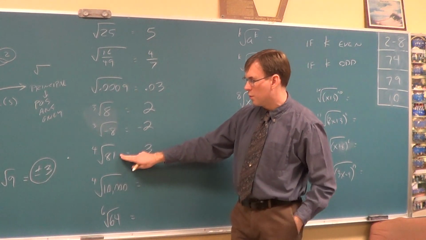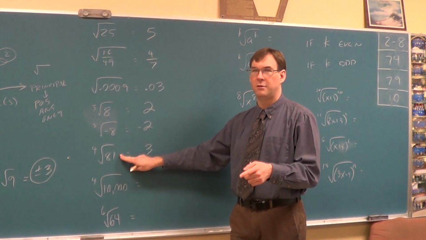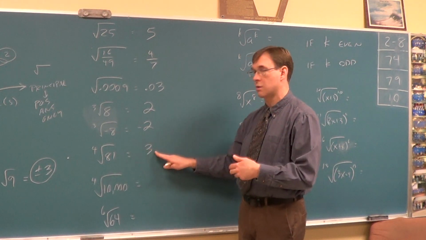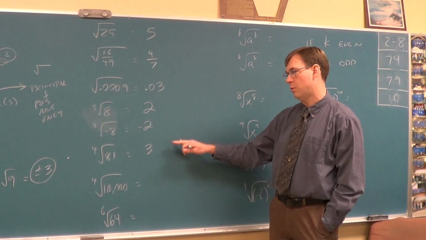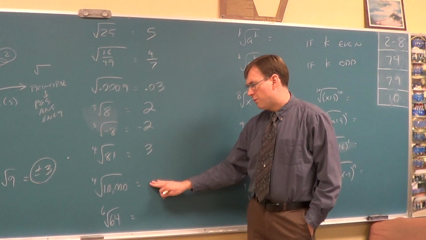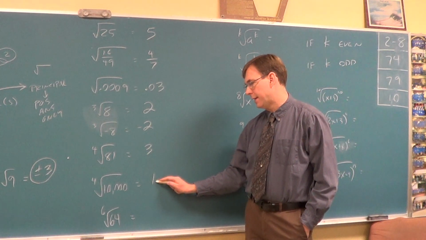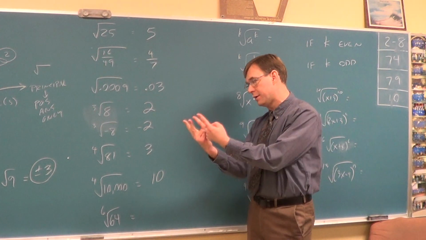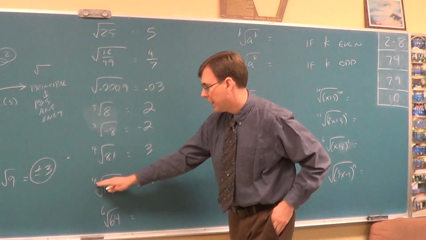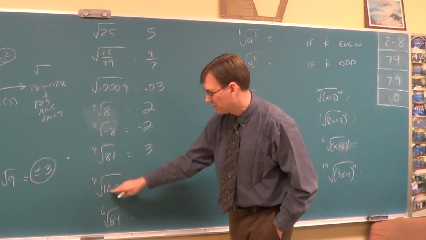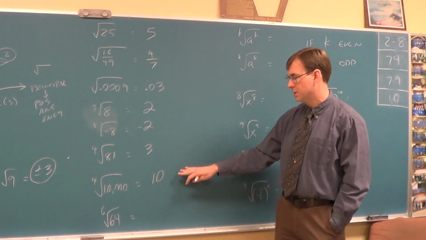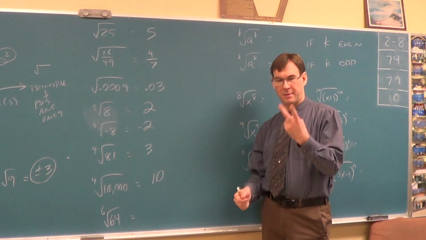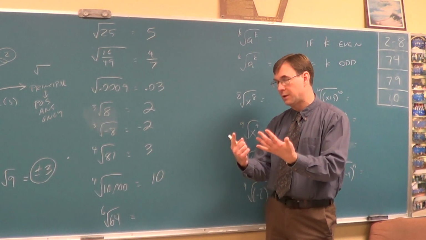Another way you could do the 4th root is to do the square root twice. Square root of 81 is 9, square root of 9 is 3. 4th root is like a double square root. 4th root of 10,000 is 10. Because 10 times 10 is 100, another 10 times 10 is another 100, a couple of hundreds make 10,000. If you have 4 zeros and it's a 4th root, it just sort of undoes each other, you're back to 10.